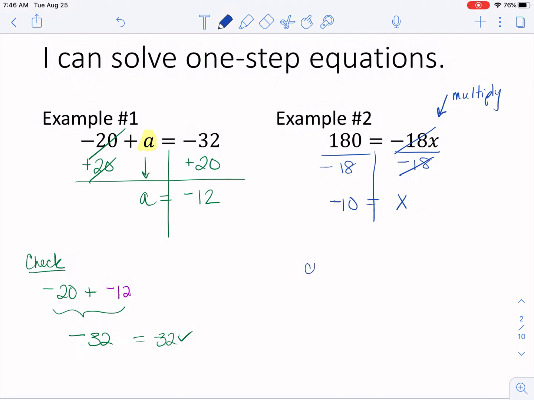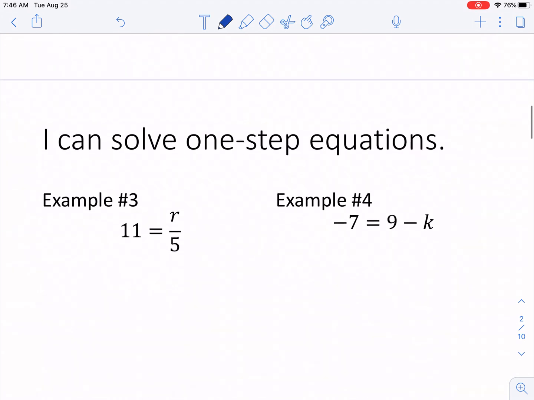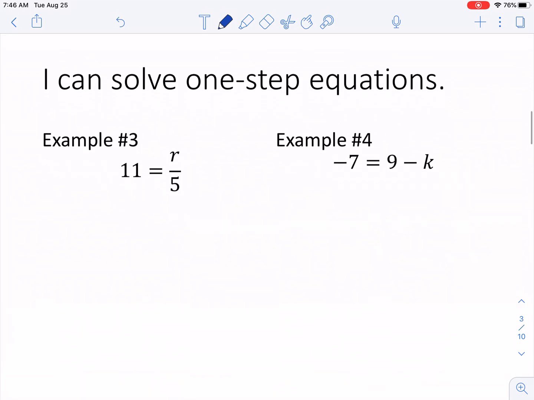So again, we can check our work. Negative 18 times negative 10 is negative times negative is a positive. 18 times 10 is positive 180, and it checks out okay. All right, 2 more one-step problems.